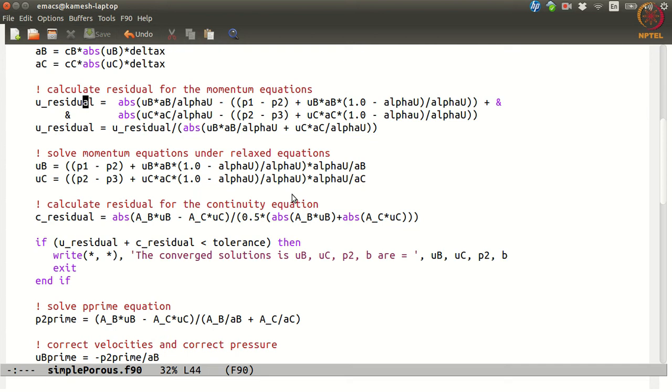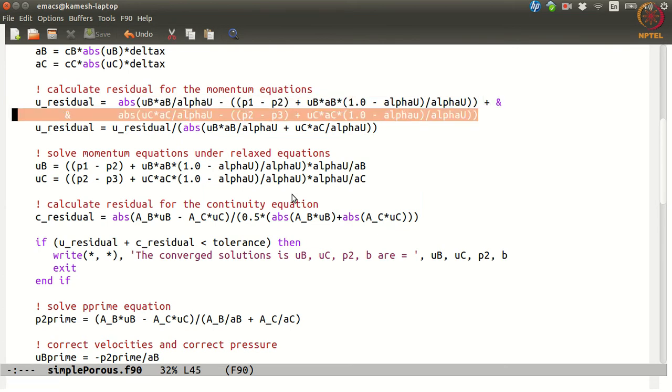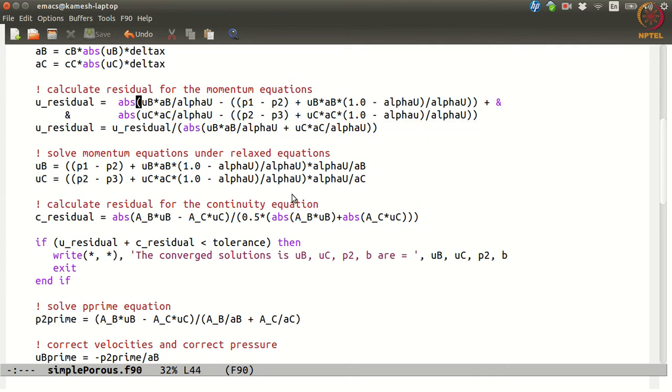So U residual is nothing but the entire equation taken to one particular side. We have ABUB, ABUB star by alpha U. This is basically your left hand side. We are taking everything to the left hand side, so on the right hand side we have P1 minus P2 plus the under relaxation part. This entire thing, from here to here, is the entire momentum equation taken to the left hand side. Similarly we look at the residual for the other cell. This is the residual for cell B and this is the residual for cell C. We take an absolute value of these residuals because we don't want the residual of this to be subtracted by this one.